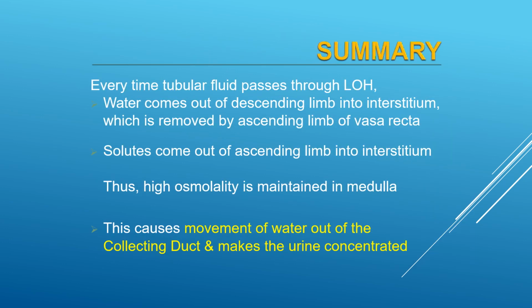So lastly, the summary of today's class. Every time tubular fluid passes through the loop of Henle, water comes out of the descending limb into the interstitium, which is removed by the ascending limb of the vasa recta. And solutes come out of the ascending limb into the interstitium. Thus high osmolality is maintained in the medulla. This causes movement of water out of the collecting duct and makes the urine concentrated. Okay, so this is the gist of today's class.